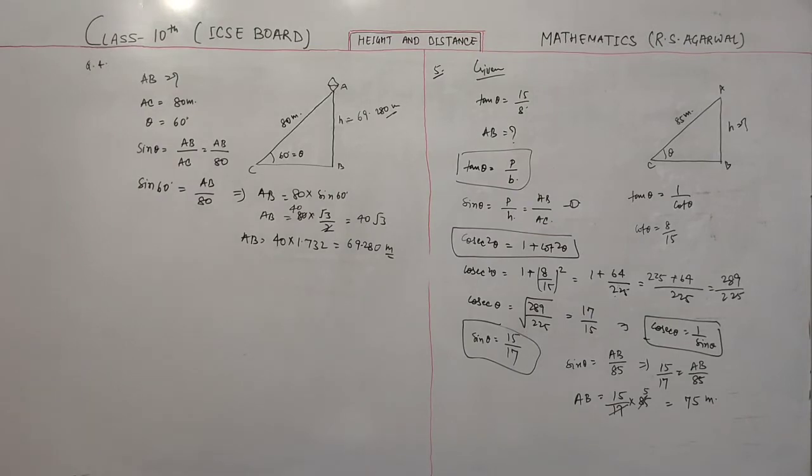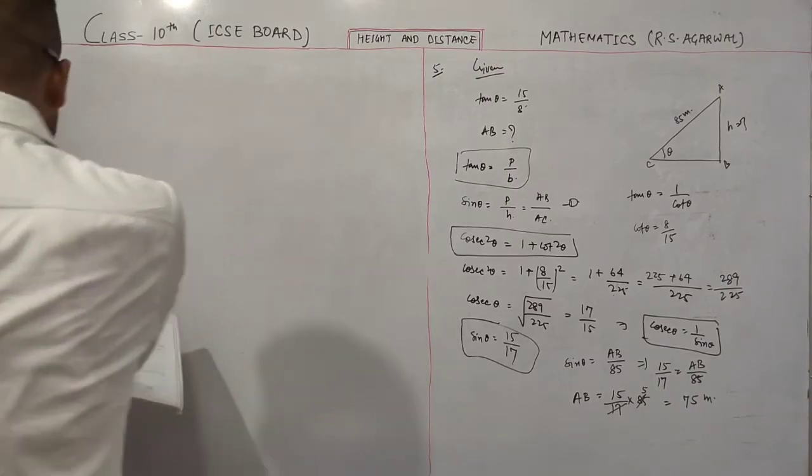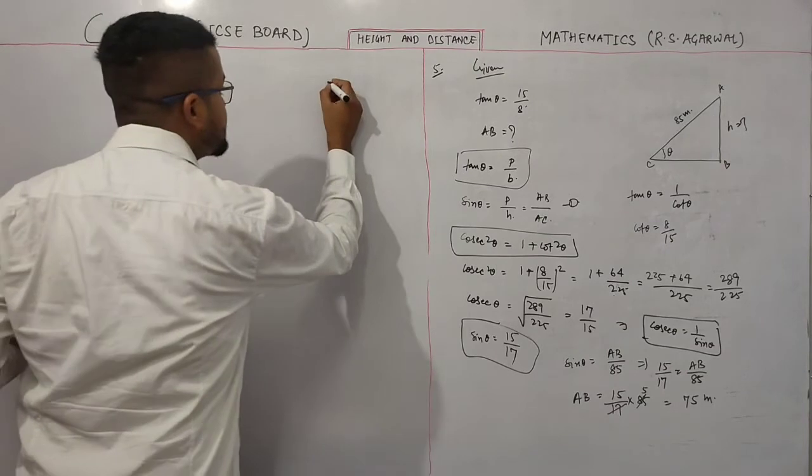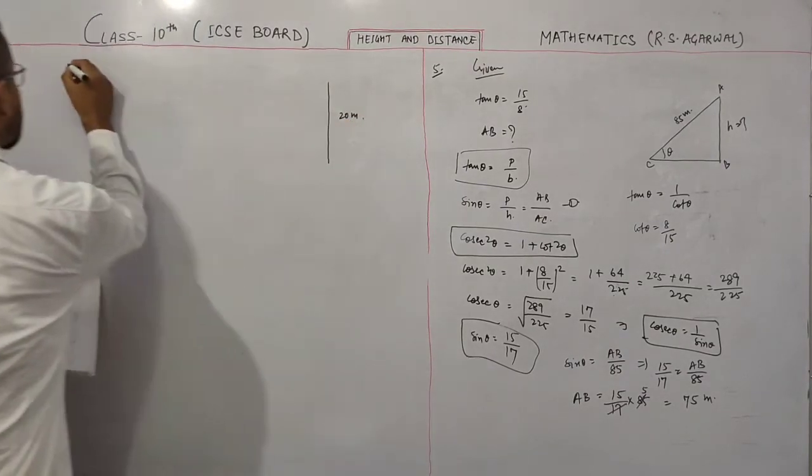Now come to question number 6. And the question is, a vertical tower is 20 meter high. This is the vertical tower, 20 meter high.